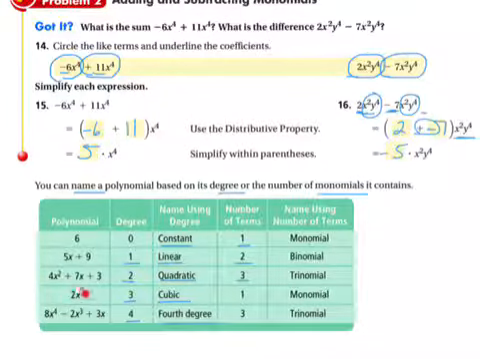Here we have a degree of 3. So that makes it a cubic, but there's only one term. So it's a cubic monomial. Here our highest degree is 4, so this polynomial has a degree of 4. It's a 4th degree, and we have 1, 2, 3 terms, so it's a 4th degree trinomial.